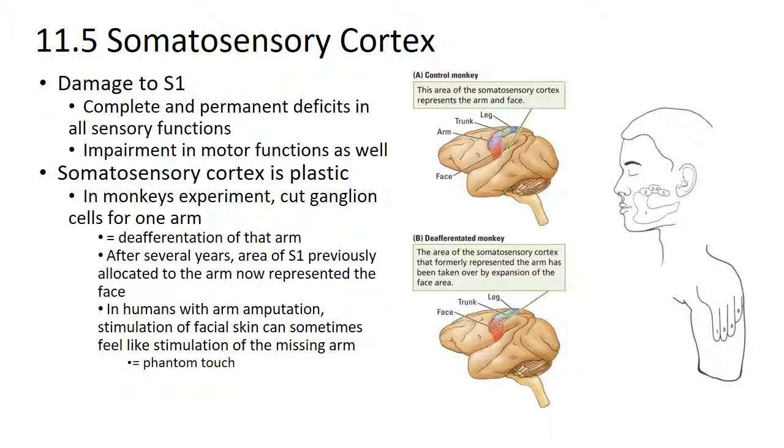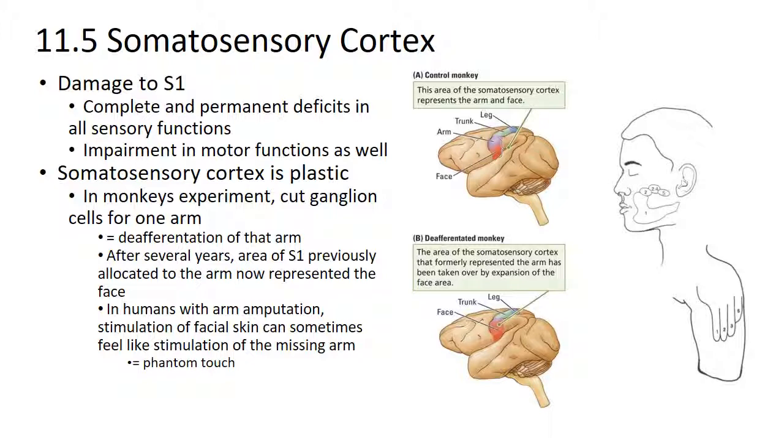Damage to S1 can cause complete and permanent deficits in all sensory functions. So S1 is incredibly important to somatosensory function and sensory function. Impairments in motor functions can happen as well when there's damage to S1 because of this intimate interplay between the somatosensory system and the motor system. The motor system is reliant on somatosensory inputs.